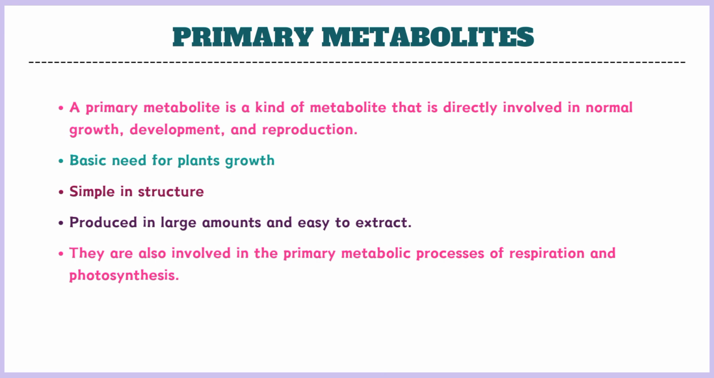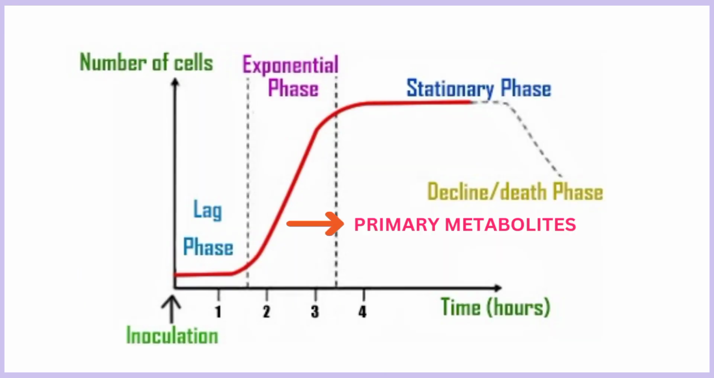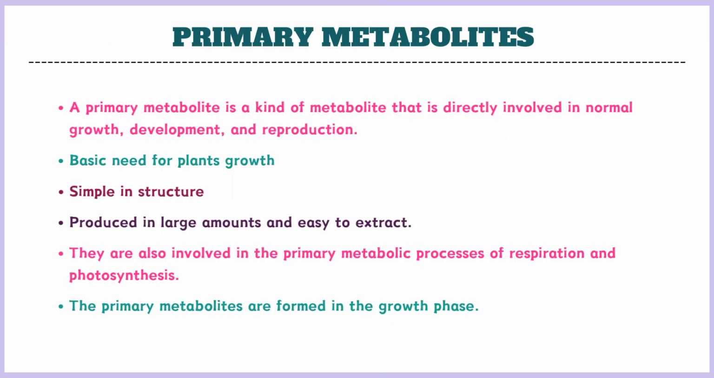The primary metabolites are formed in the growth phase. If we look at the growth phase curve, the primary metabolites are generally produced in the log phase, which is also called the exponential phase. At that phase, the primary metabolites are produced. Now let's talk about examples of primary metabolites. They are carbohydrates, vitamins, ethanol, lactic acid.